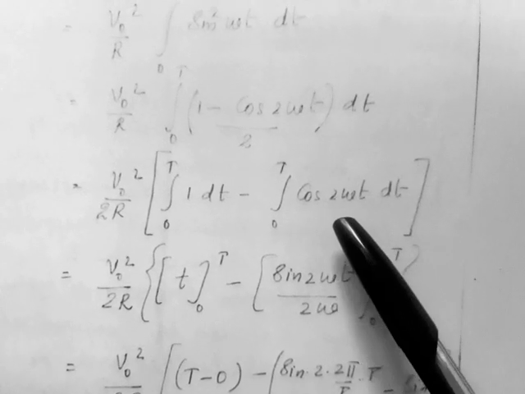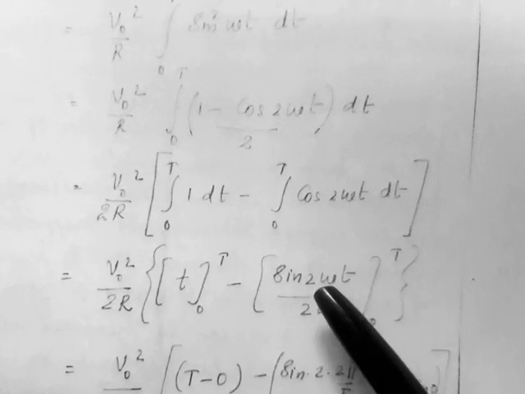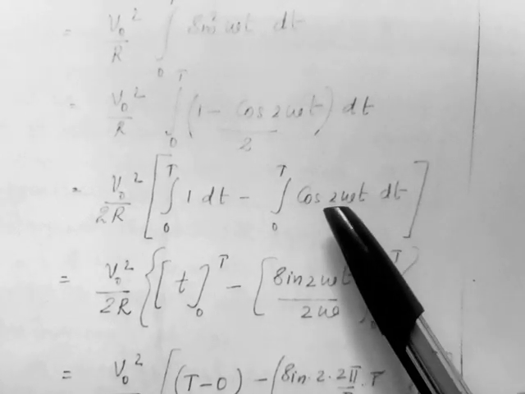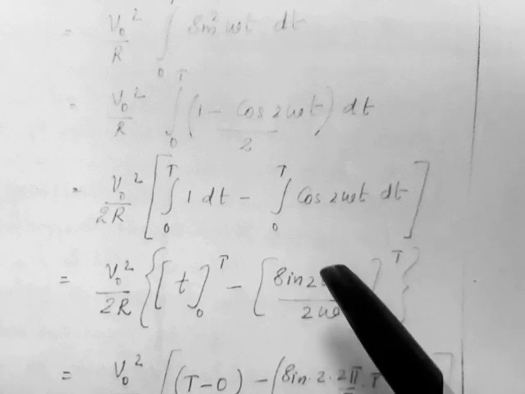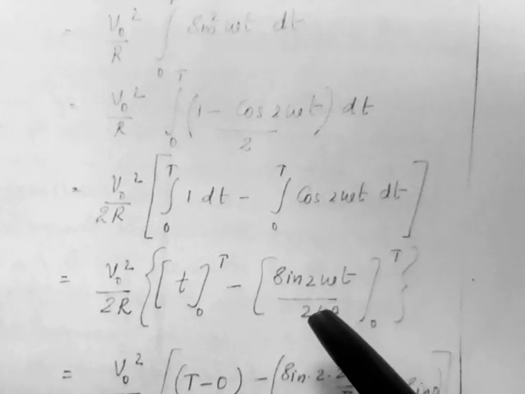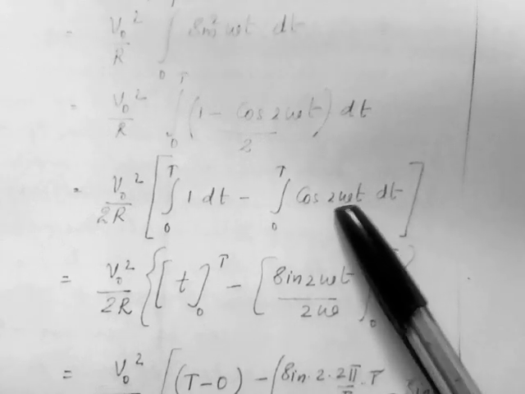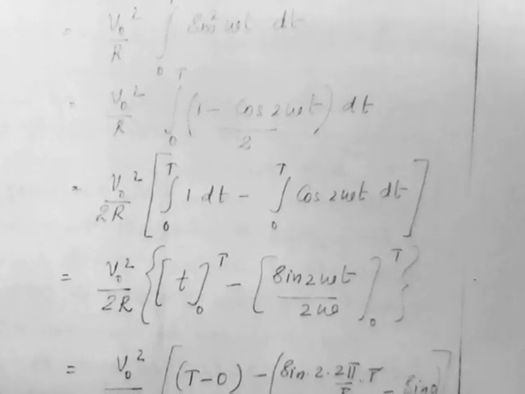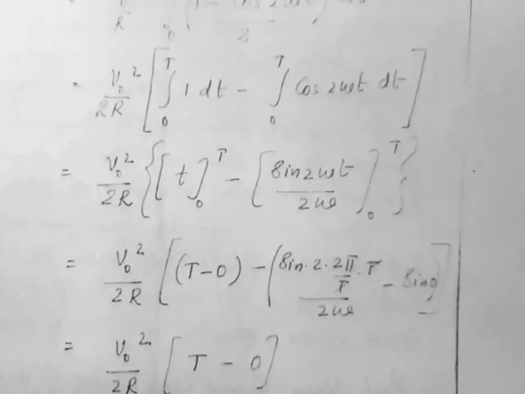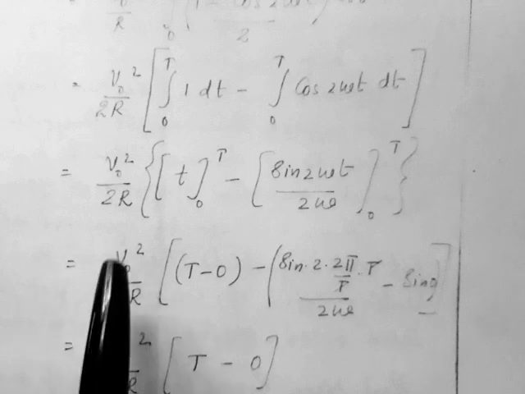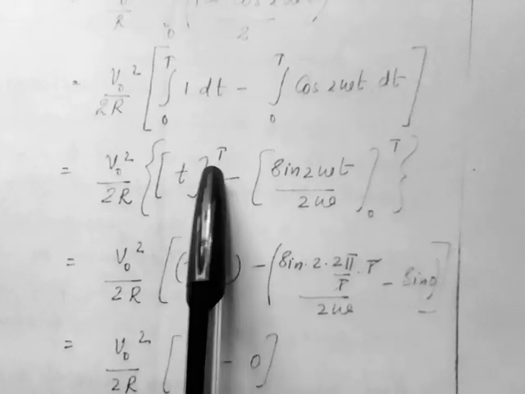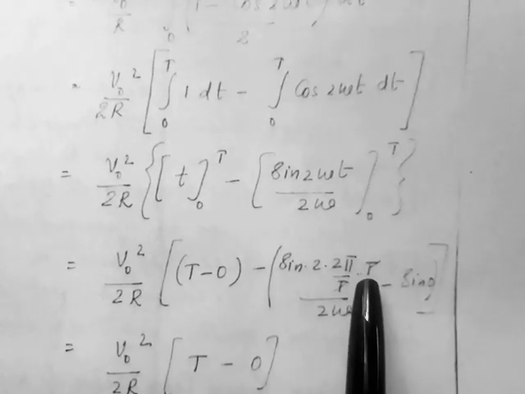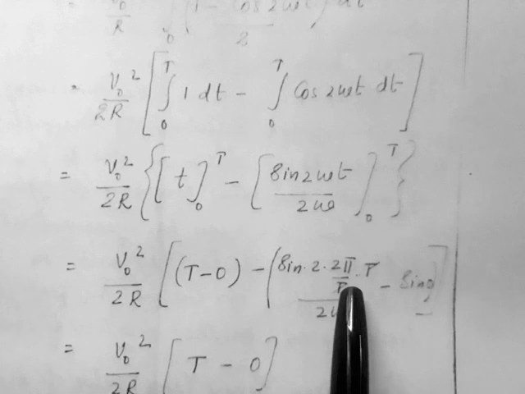If you integrate cos 2 omega t, we get sin 2 omega t divided by 2 omega. So the integral of cos theta is sin theta, and the coefficient of t, that is 2 omega, should be in the denominator, from 0 to capital T. So here is V0 square by 2R. Substitute the limits here. First capital T minus 0. Next this t we write as capital T, and omega we write as 2 pi by T also.